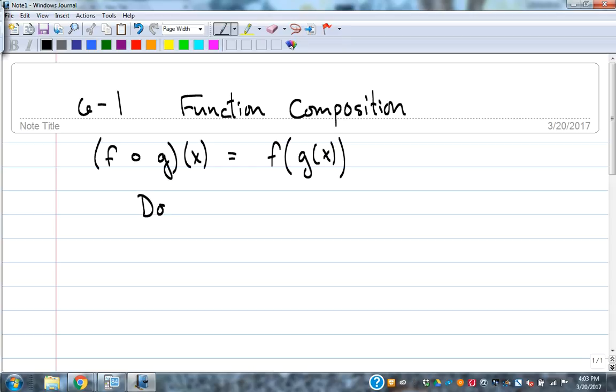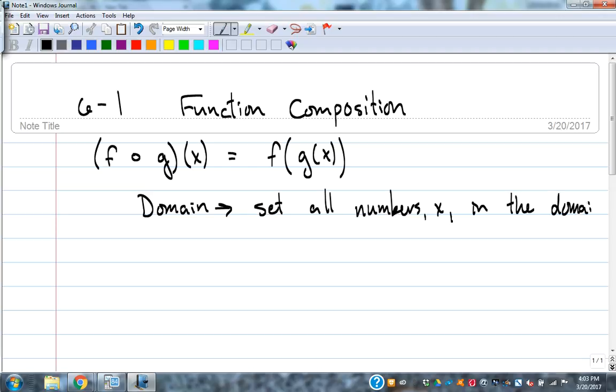With that function composition, since it's function stuff, we're going to talk about domain. It's the set of all numbers x in the domain of g of x, being the second function in the composition statement. It won't always be g of x. Sometimes it'll be a different one, because they may give you 4 or 5 of them and then tell you to do the composition with that.